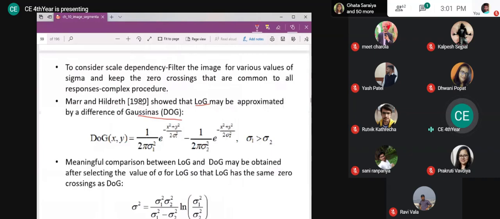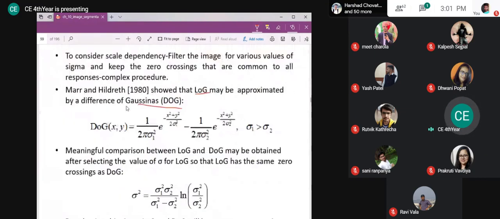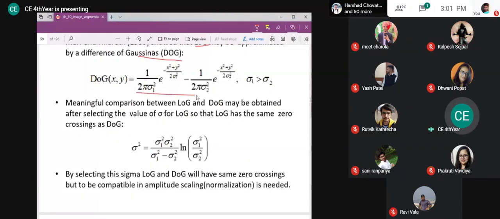So if you don't want to go with the Laplacian because it is a second order differentiation, you can go with the difference of two Gaussians, where one Gaussian has variance sigma 1 and another Gaussian has variance sigma 2. If you take the difference of these Gaussians, it will give us the curve.